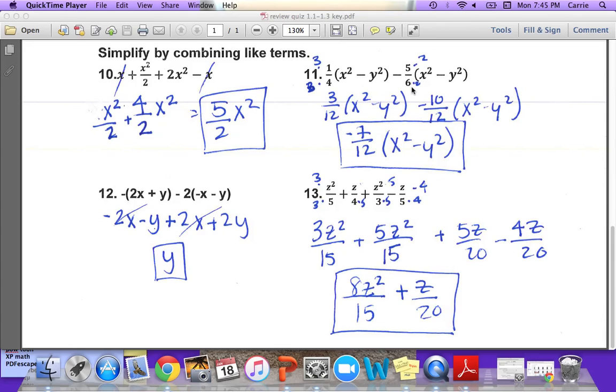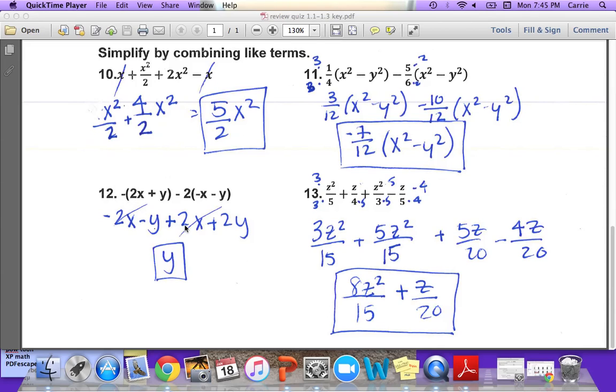Looking at number 11, notice how your parentheses are the same. So all you have to do is combine your like terms on the outside of those parentheses. And notice how they are fractions, so we need to get common denominators and figure that out, combine like terms, and you should get negative 7/12, and again your parenthesis is the same.